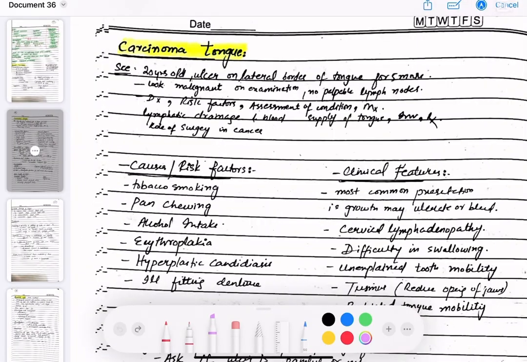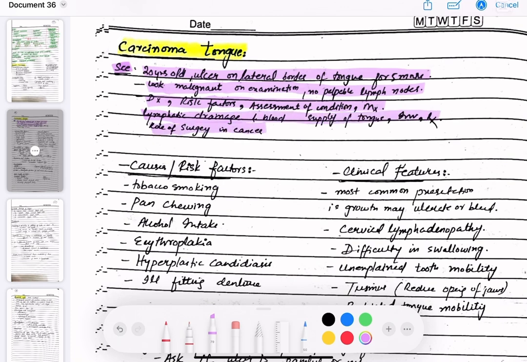Hello guys, welcome back. So now coming towards the carcinoma of tongue, we have a scenario that there is a 20 year old having an ulcer on the lateral border of the tongue for 5 months, and he looks malignant on examination. No palpable lymph nodes. The diagnosis, the risk factors, the assessment of the conditions, the management, the lymphatic drainage and blood supply of the tongue, investigations, treatment, and role of surgery in cancer.